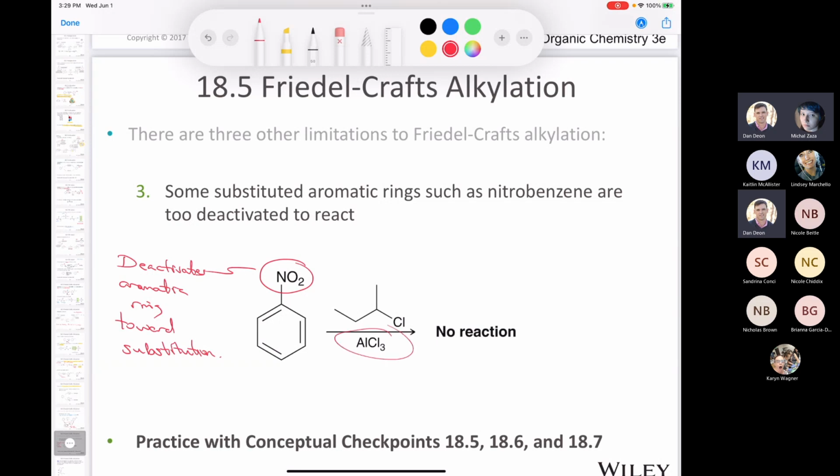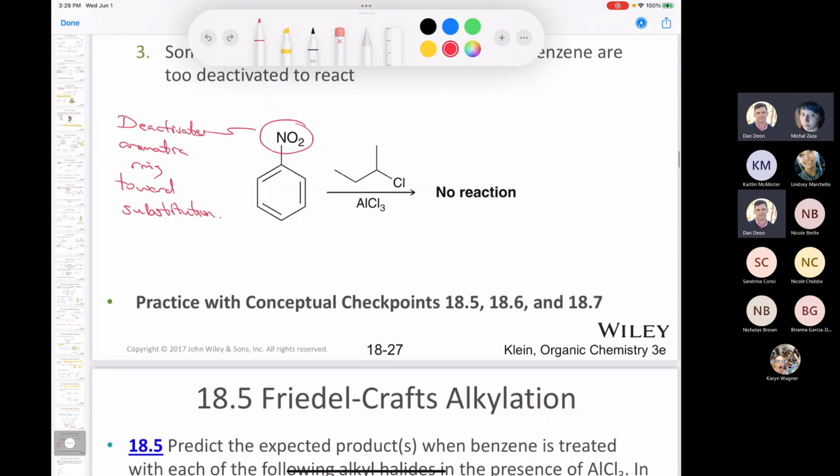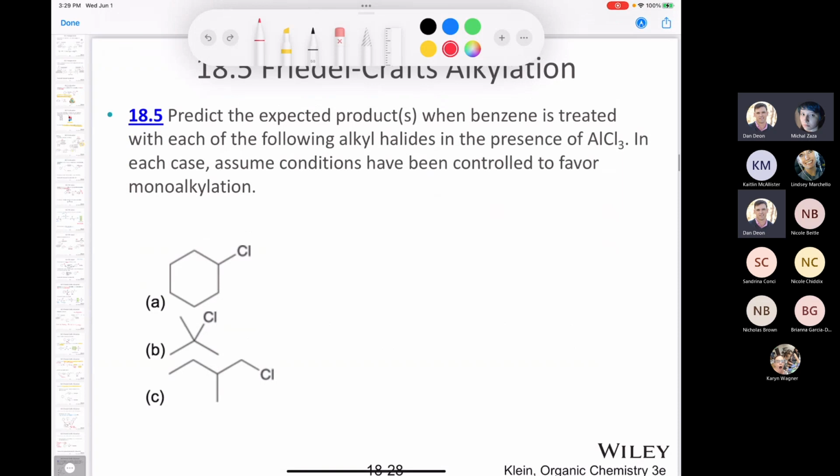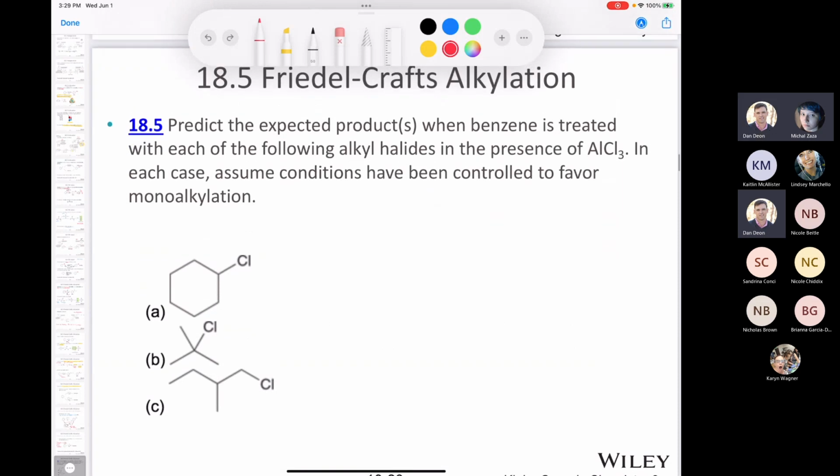I'm not reactive enough to react with an alkyl halide, even in the presence of a Lewis acid. With all that in mind, let's look at a question. And this is not a simple question. It's not really the most straightforward question in the book, but it's one of the first questions in this chapter. It says, predict the expected products when benzene is treated with each of the following alkyl halides in the presence of aluminum chloride. In each case, assume that you get monoalkylation.